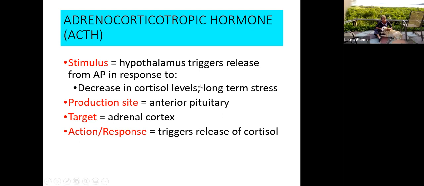That's generally your stimulus. The production site is the anterior pituitary. It's going to target the adrenal cortex to release more cortisol. Right? We will look at what cortisol does when we get to the adrenal gland.